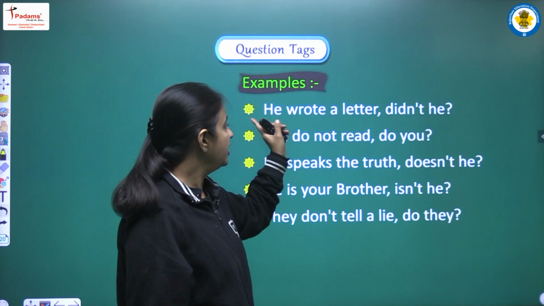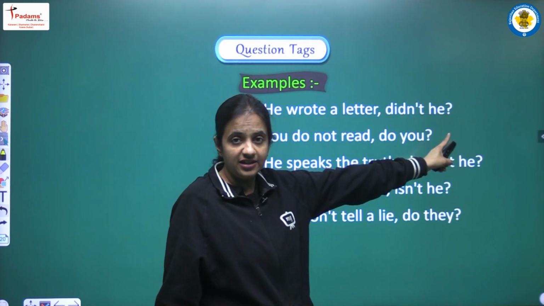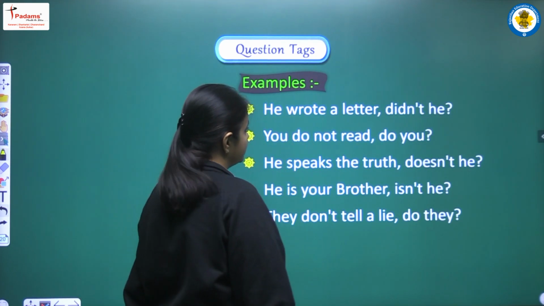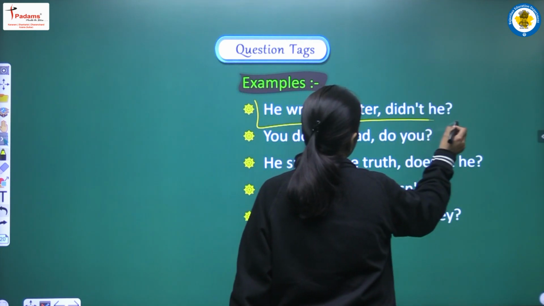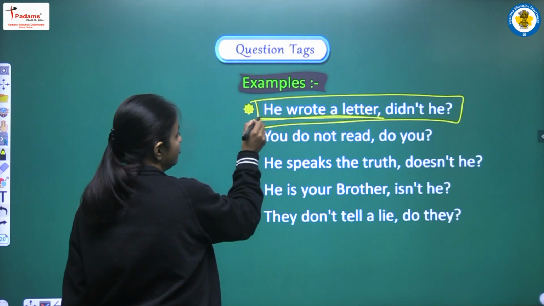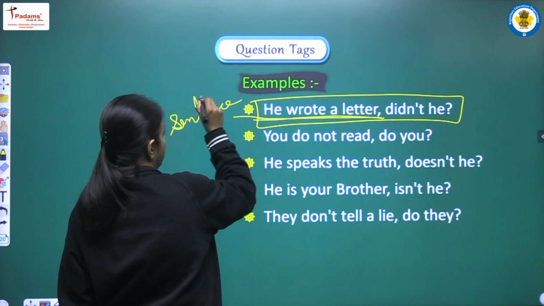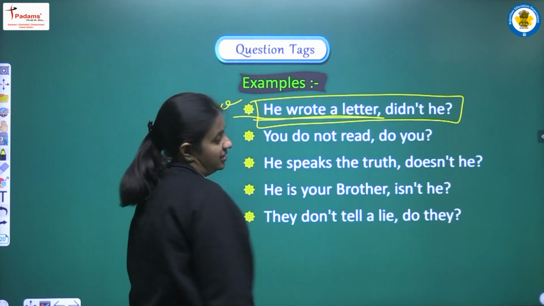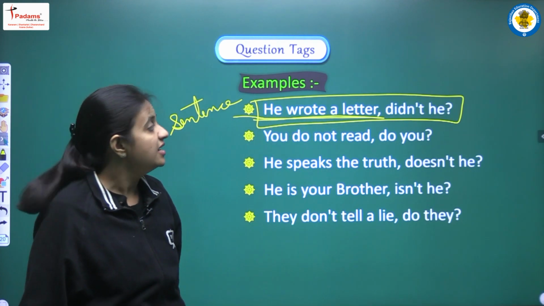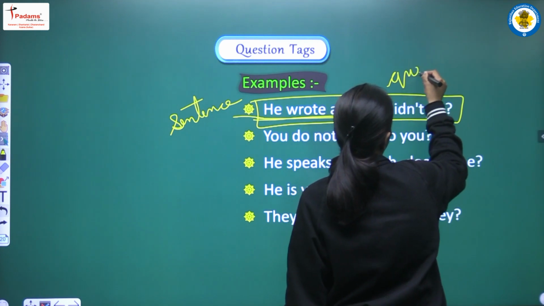The first one is, he wrote a letter, didn't he? So you can read this entire sentence, but at the same time, I hope you are able to understand that this sentence has two parts. This one, he wrote a letter, is the first part. This is not the basic sentence, this is known as the first part of the sentence. And didn't he, this is our question tag.